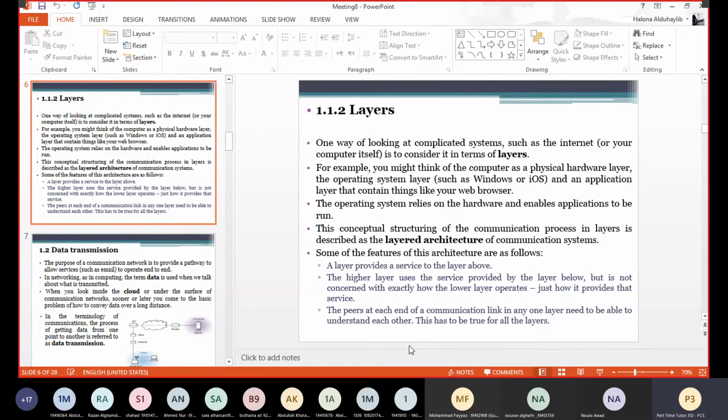The peers at each end of a communication link in any one layer need to be able to understand each other. The end between each layer needs to translate the meaning, and needs to understand which data needs to be passed between the two layers.